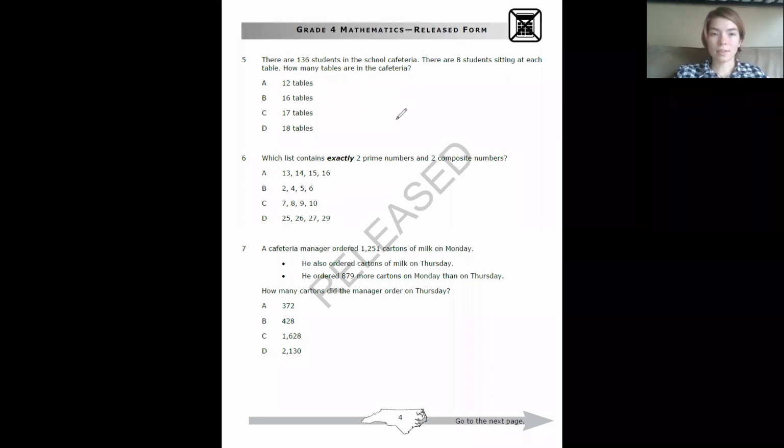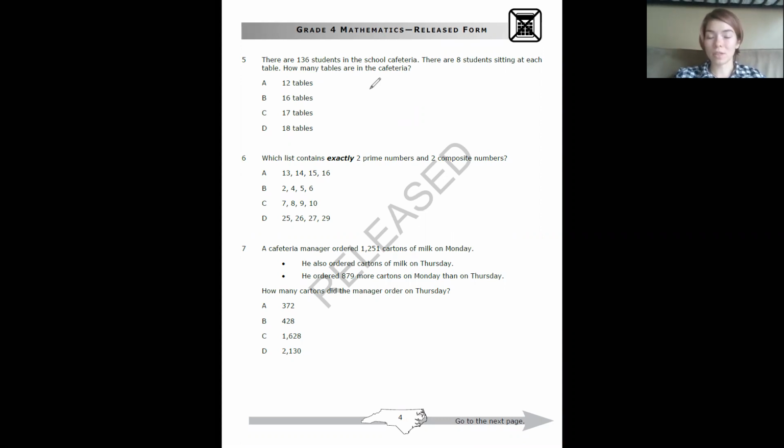Number 5. There are 136 students in the school cafeteria. There are 8 students sitting at each table. How many tables are in the cafeteria? All right, so there's 136 students. Each table has 8 students. That means that to find the number of tables, we need to divide. Let me write this down here so we have more space. 136 divided by 8.